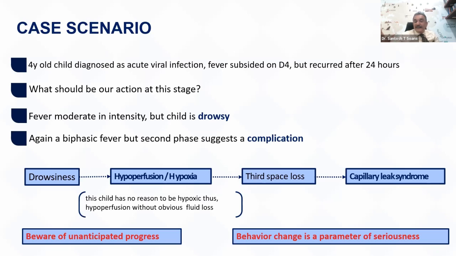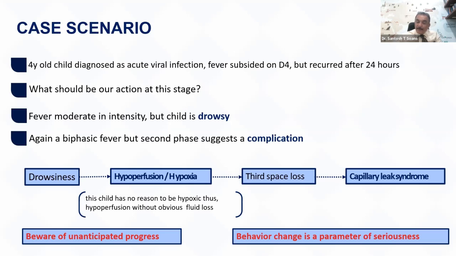Fever is moderate in intensity, but the child is drowsy. The child was fine, but is drowsy now. Again, a biphasic fever, but the second phase is showing some complication. You understand? That is why the child is drowsy. There must be some complication. Drowsiness is usually due to hypoperfusion and hypoxia. But he didn't have breathlessness or cough, so unlikely to be hypoxic. It could be hypoperfusion.